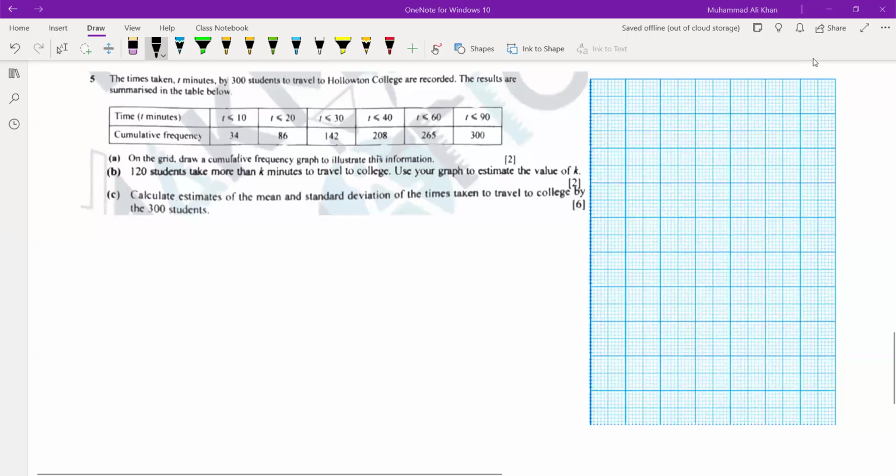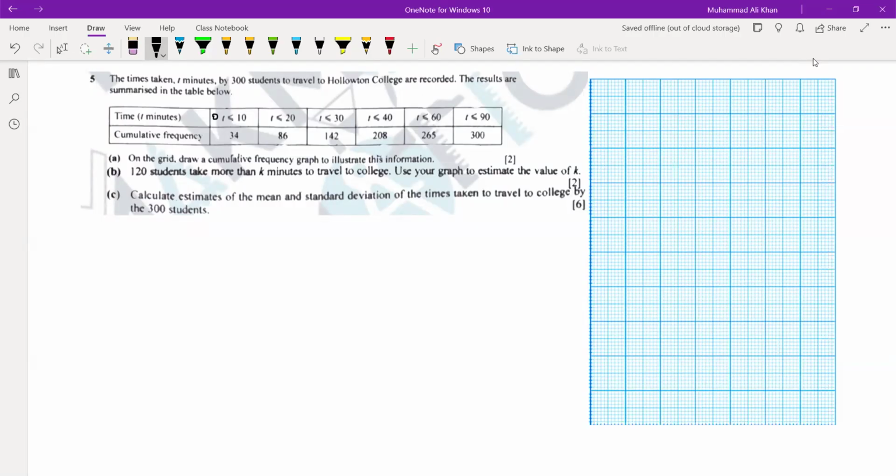Now, question number 5 about representation of data. In this, we have to make a cumulative frequency curve. On the grid, draw a cumulative frequency curve. Okay, how to make a cumulative frequency curve? First of all, we have to start from 0, because before this we have 0 here. The maximum cumulative frequency is 300 and the maximum x-axis is up to 90.